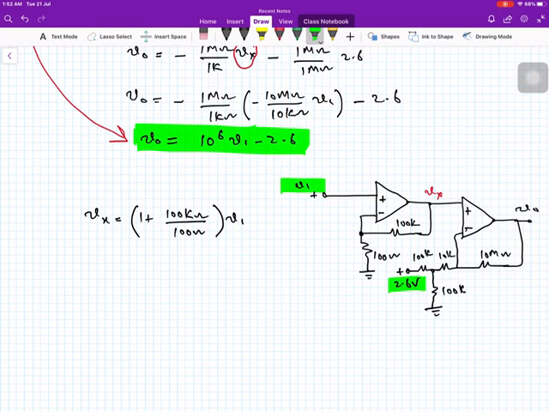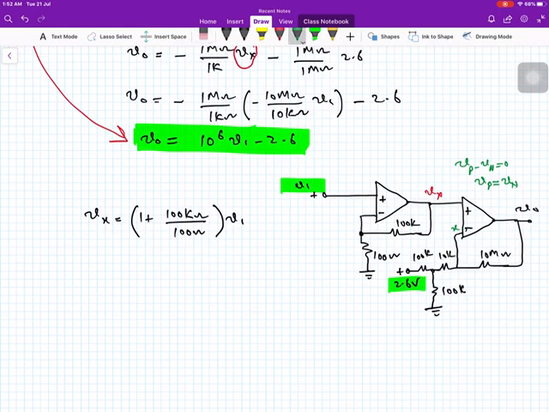So how to analyze this circuit? Due to our assumption, we can say that this is also at Vx level. As we have said before, Vp minus Vn is equal to 0, and the voltage at the non-inverting input is equal to the voltage at the inverting input. So this is Vx now. I'm talking about this. This is Vx.